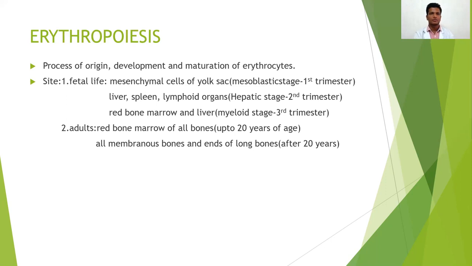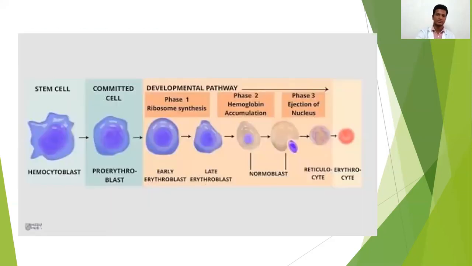Erythropoiesis. The process of origin, development, and maturation of erythrocytes is erythropoiesis. Sites of erythropoiesis in fetal life: mesenchymal cells of the yolk sac, the mesoblastic stage, in the first trimester; liver, spleen, and lymphoid organs, the hepatic stage, in the second trimester; red bone marrow and liver, the myeloid stage, in the third trimester. In adults, the red bone marrow of all bones up to 20 years of age are sites for erythropoiesis, and all membranous bones and ends of long bones after 20 years are the sites for erythropoiesis.